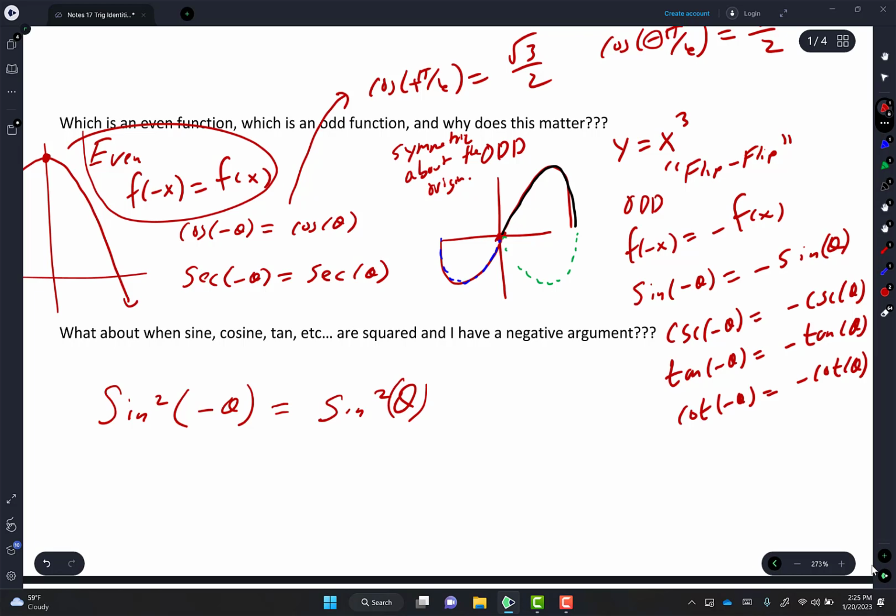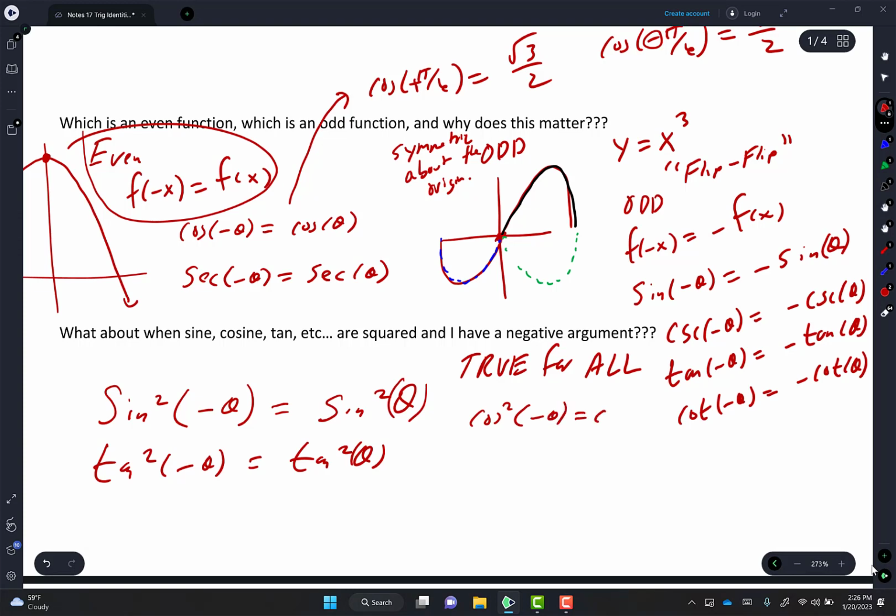Now, I don't want you to think that you're squaring the theta, guys. Let me give you an example. And this is actually true for all the trig functions. That means tan squared of negative theta is equal to tan squared theta. And for the cosine, it doesn't matter because it was an even function anyways. Cosine squared of negative theta is equal to cosine squared theta.